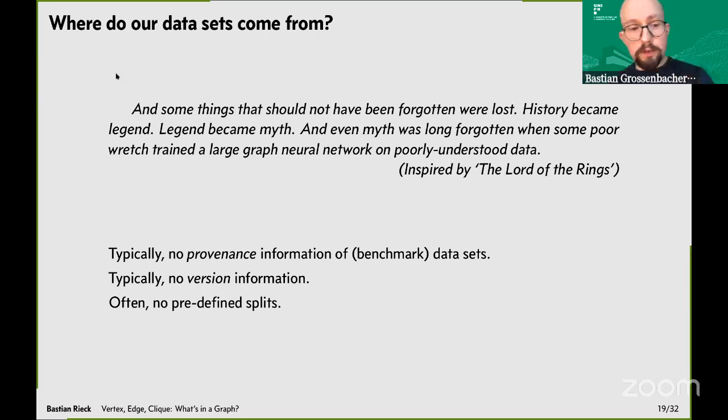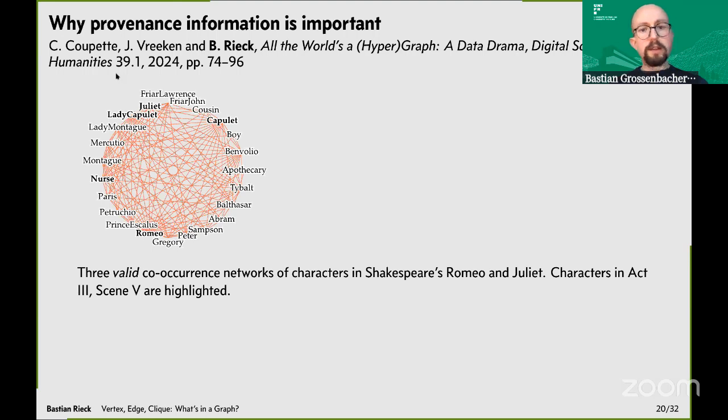We often don't have predefined splits either, although with big enough data sets, this is maybe not such a big problem anymore, to be perfectly frank, because you could just say, okay, well, we split like that. But with the smaller data sets, it becomes an issue. So now let me tell you, why is this provenance information actually important?